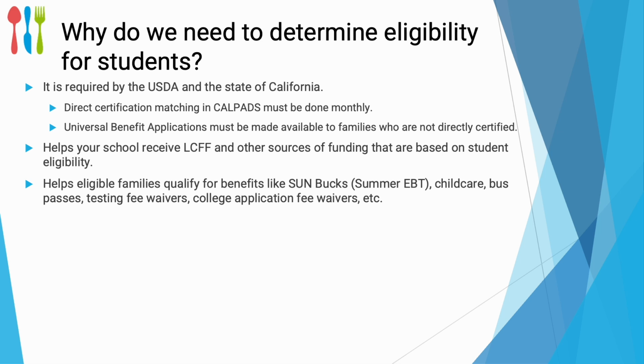They can also qualify for things like childcare, bus passes, testing fee waivers, college application fee waivers. In general, there are lots of benefits for families if they qualify as free or reduced. It also helps your school receive Local Control Funding Formula dollars and any other sources of funding or grants that are based on your free and reduced percentage.